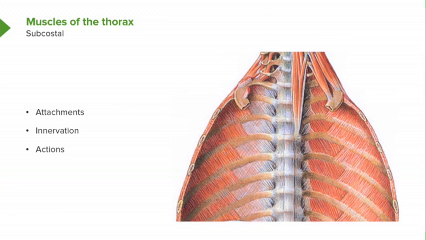So they're going to span at least 2 intercostal spaces, also innervated by intercostal nerves traveling within the relative intercostal spaces. Actions are most likely to help depress the ribs, which will assist with expiration.